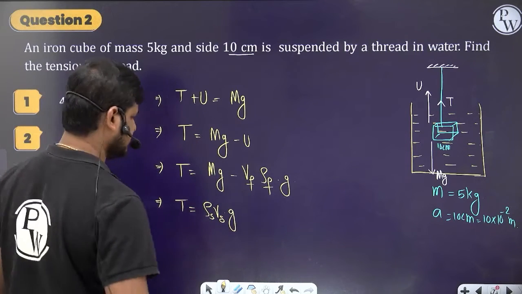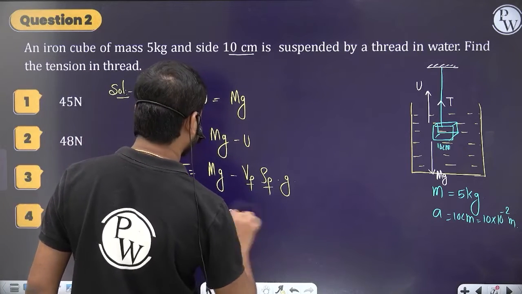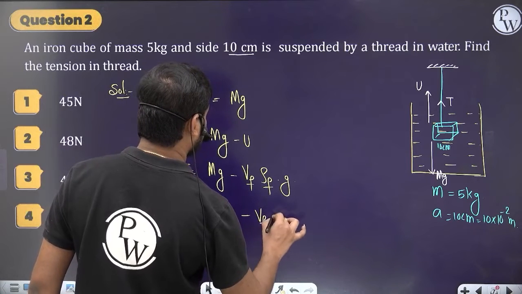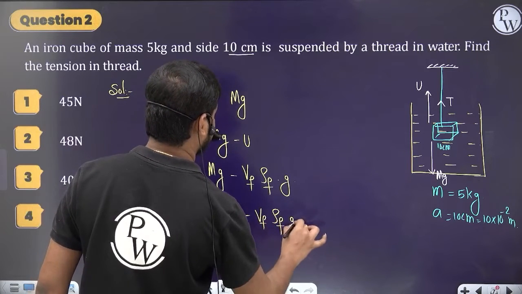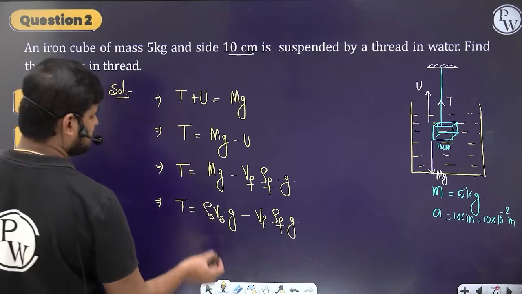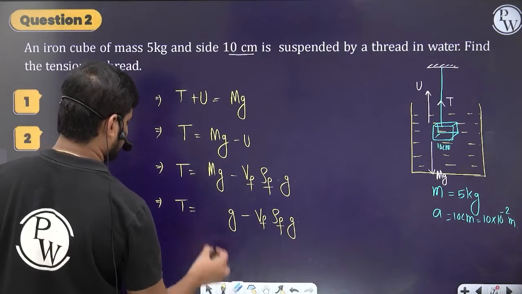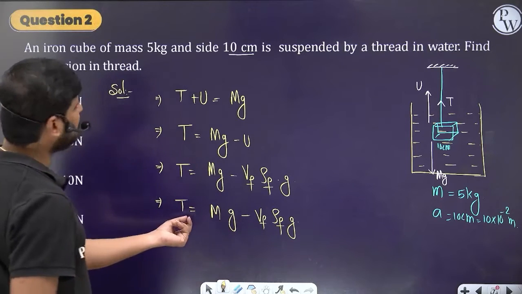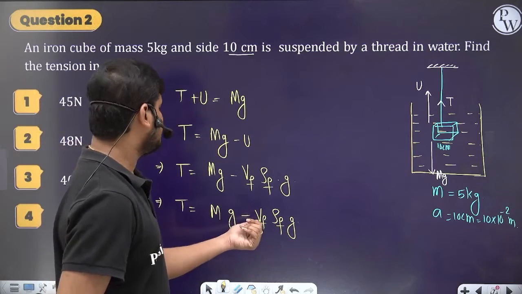So I'll write like this: minus rho Vf, rho f into g. Now what's the information that we don't know? We know the mass, you can keep mass only, no problem. So m we know and g value we know. But what is this one?